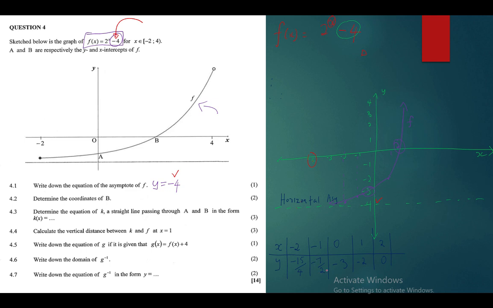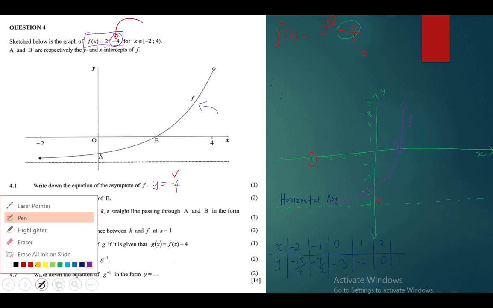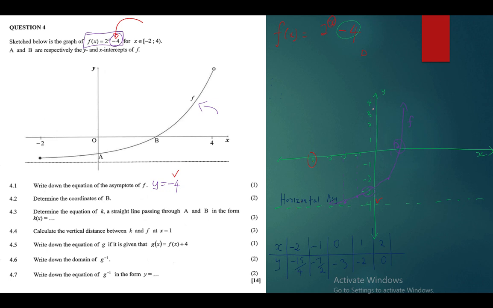They did not ask you. I'm just sketching it for you so that if they ask you in the coming exam on Friday, you can be able to do that. So I'm going to go back to the question paper and then answer their question. What was the second question? Determine the coordinates of B.